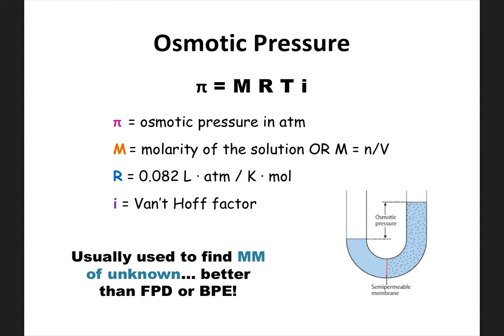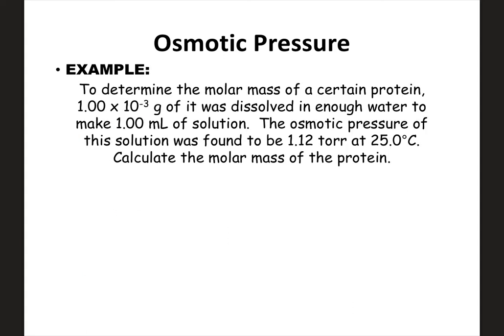This is a very good way to find the molar mass of an unknown. It can also be used, and it's actually better than freezing point depression or boiling point elevation here. So we're going to do a problem with osmotic pressure to find the molar mass of an unknown compound. This problem says to determine the molar mass of a certain protein, 1.00 times 10 to the minus third grams of it was dissolved in enough water to make 1 milliliter of solution. The osmotic pressure of the solution was found to be 1.12 torr at 25 degrees Celsius. We want to find the molar mass here of the protein.